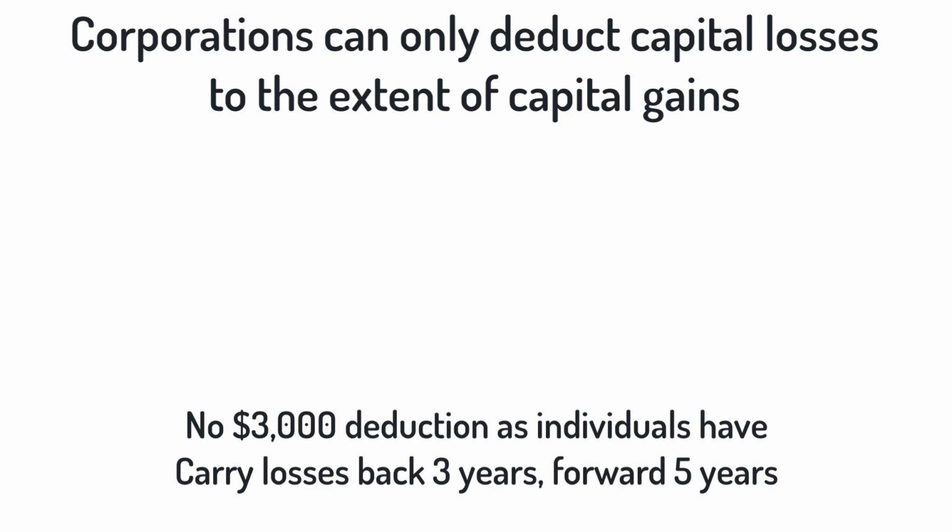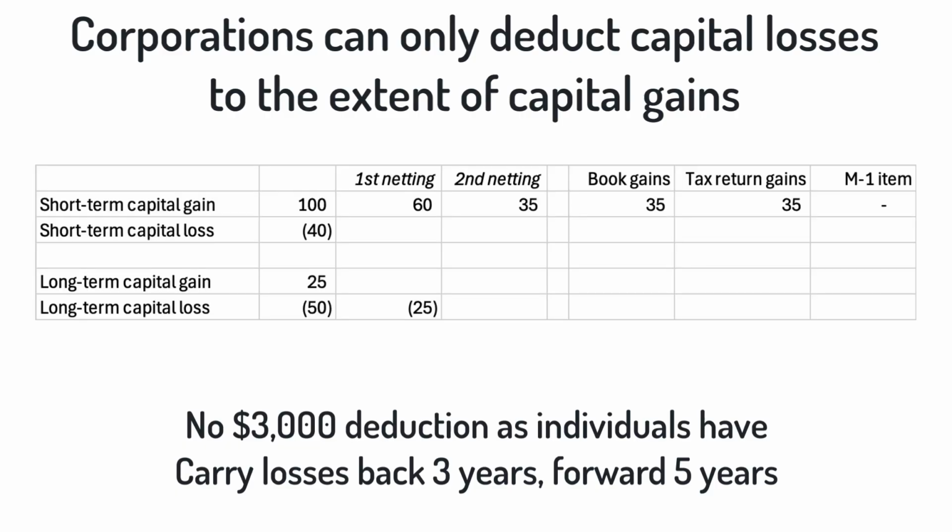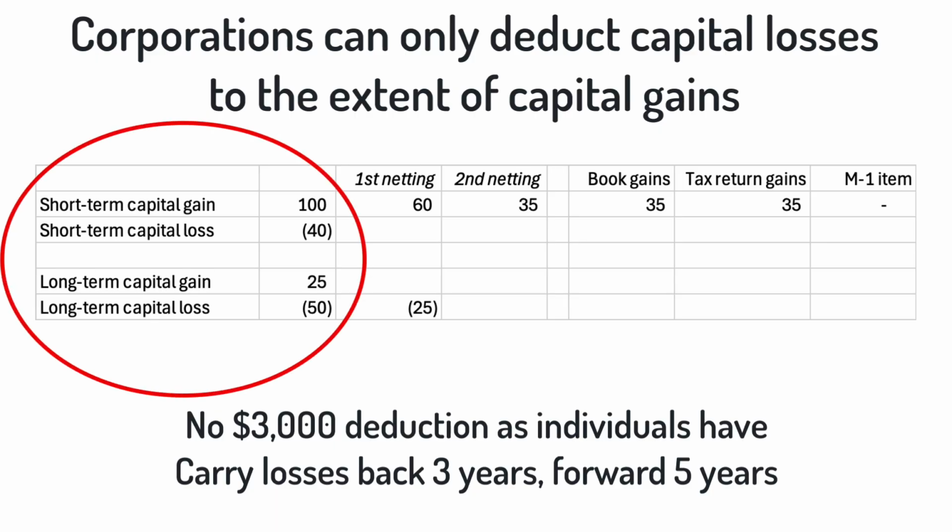Now for individuals, an additional $3,000 of any excess losses can be deductible, but this doesn't apply to corporations. There is no $3,000 amount, and the losses can be carried back 3 years and forward 5 years. Let's take a look at this example, where we have a combination of short-term capital gains and losses and long-term capital gains and losses. We're going to go through the entire netting process.